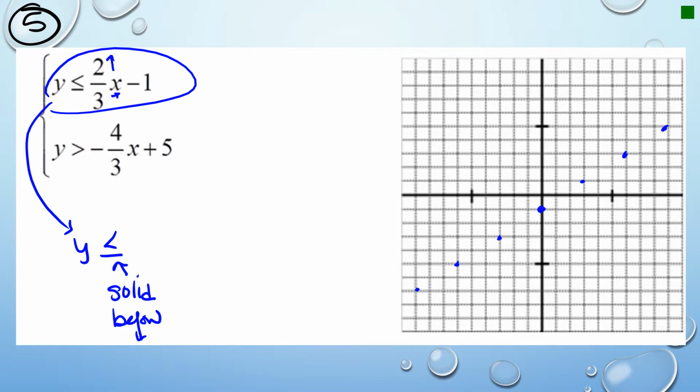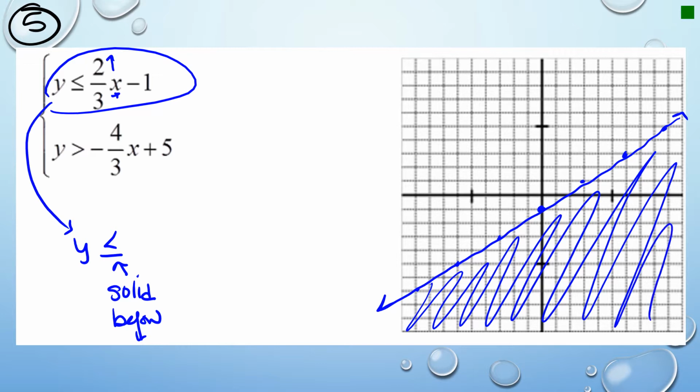Oh, I'm so bad at that. Where did it go? My solid line disappeared, guys. Did you see that? It was there and then it was gone. There it is. Down below is down here.